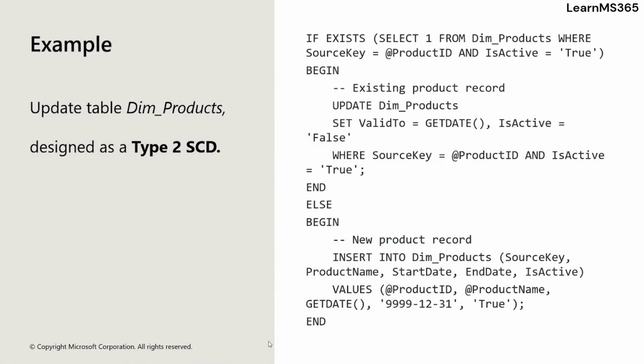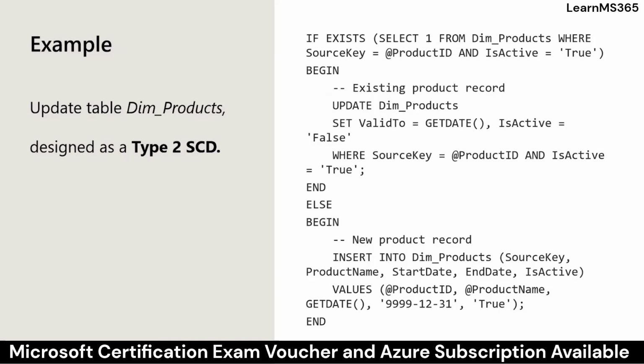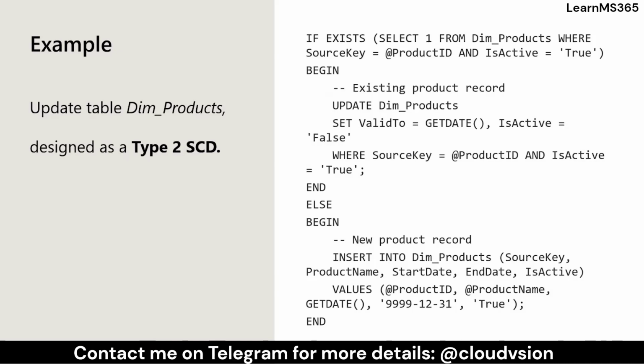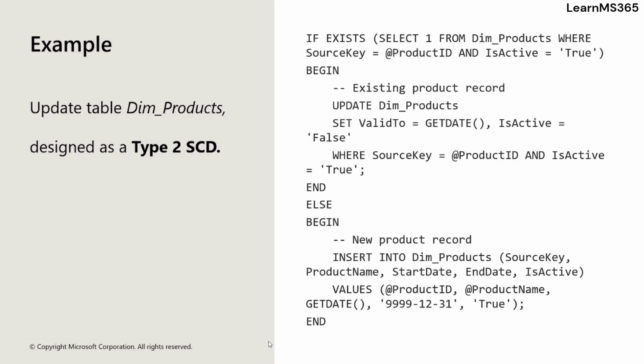So let's have a look at the example. As we know, in type 2 SCD, when a new version of the same element is brought to the data warehouse, the old version is considered expired and the new one becomes active. Here we have an example of how to update a table, dim product, and how we can update type 2 SCD. You can have a look at the query.